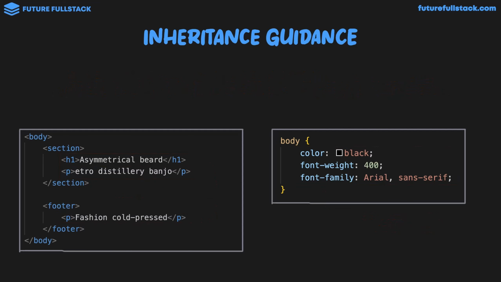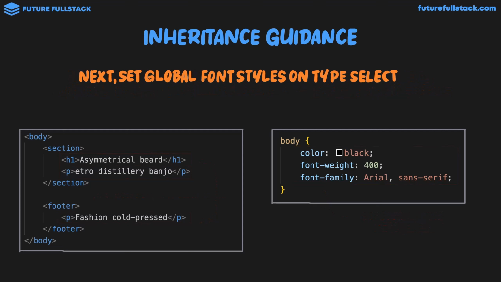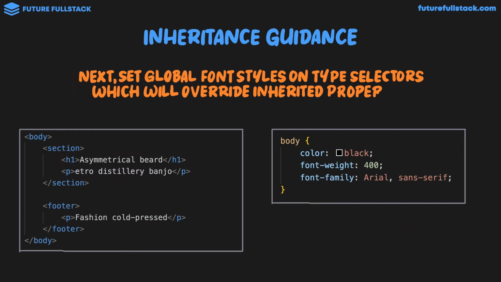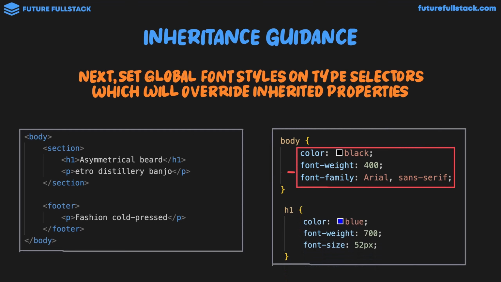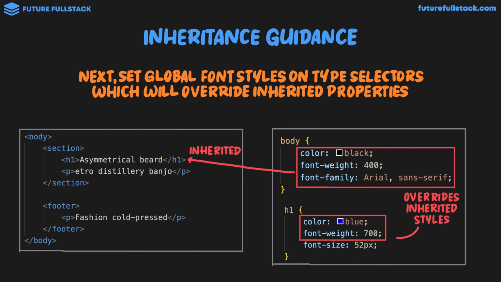Once we've done that, we next want to set global font styles on type selectors, which will override inherited properties. I'm going to make some more space in our CSS file here, and I'm going to add this H1. The properties defined in the body are still being inherited, and any newly defined conflicting styles, like color and font weight, will override the inherited styles. So the H1 will now have a color of blue, a font weight of 700. The font family will still be Arial, which is inherited from the body, as there's no conflicting style there. And the font size, which is a newly defined property, will be 52 pixels.